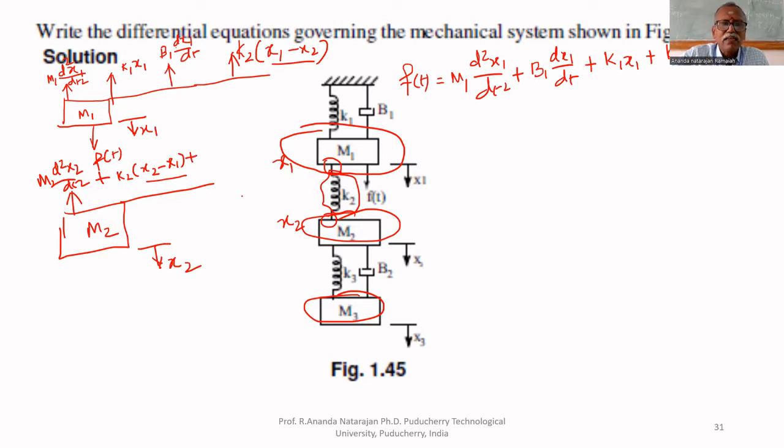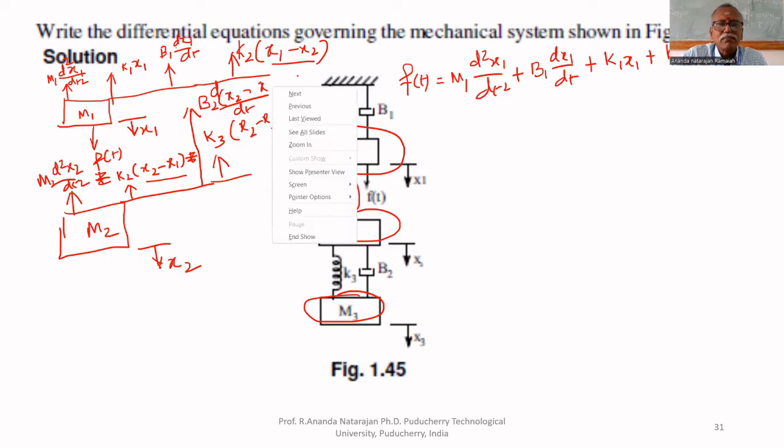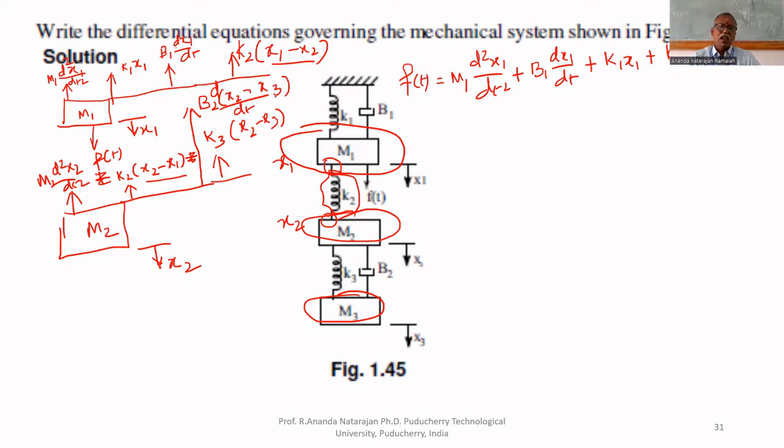Then, K3 is connected here. Therefore, the reaction force because of K3 is K3 multiplied by x2 minus x3, because both ends are free. Similarly, B2 is also connected. Therefore, because of B2, the reaction force acting on it is B2 multiplied by the derivative of x2 minus x3. That's all.